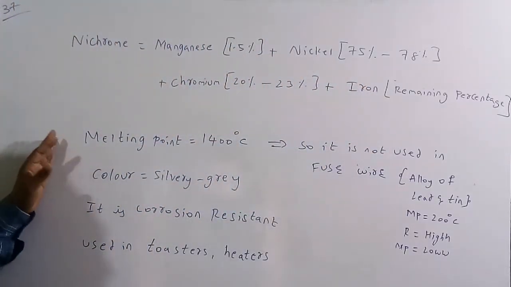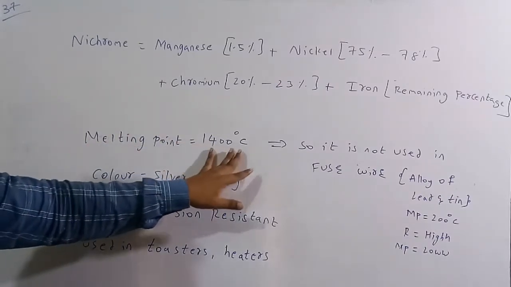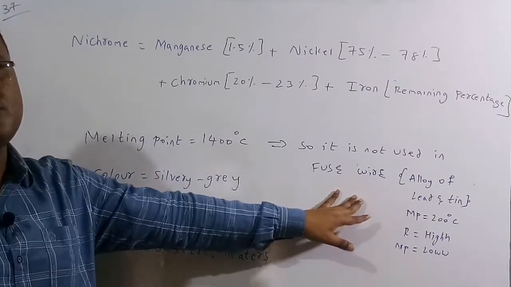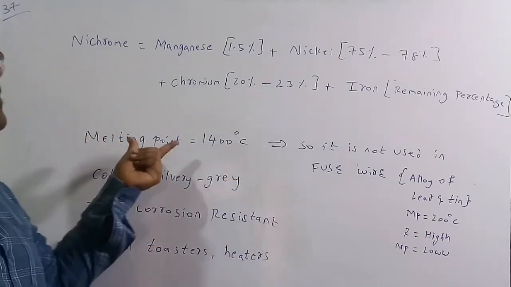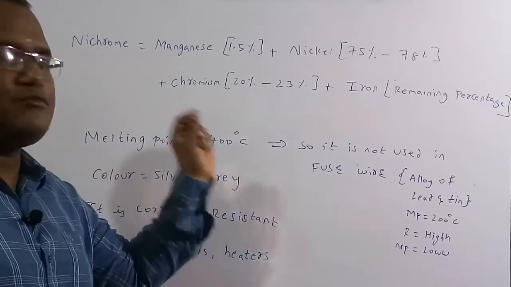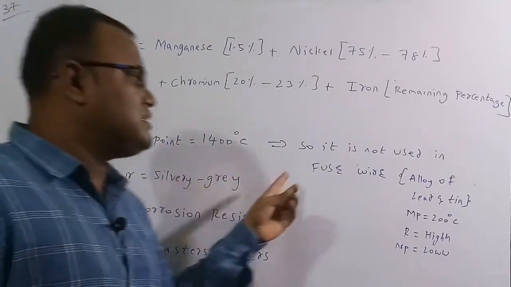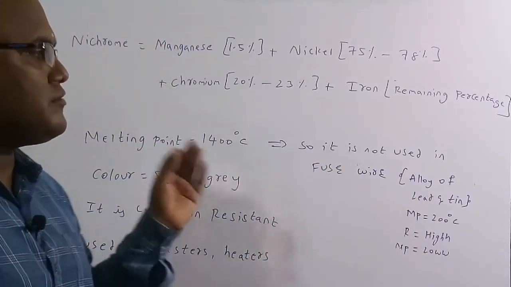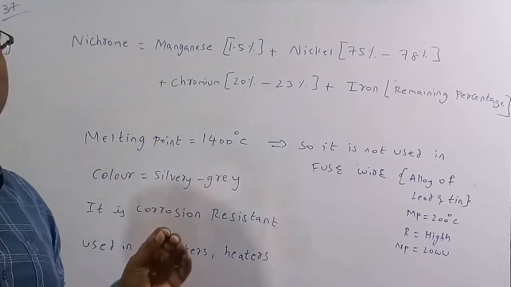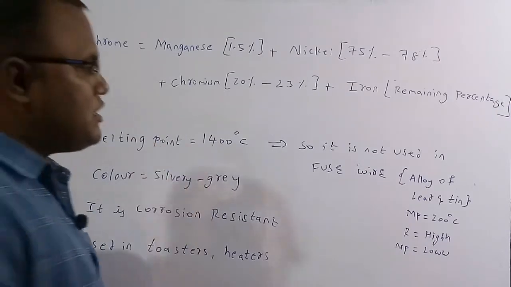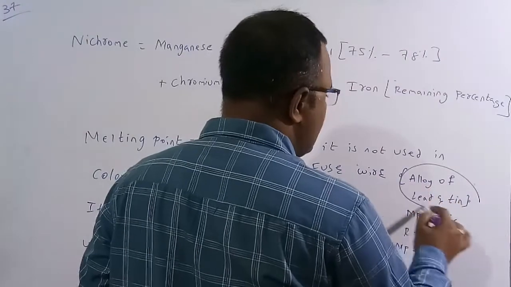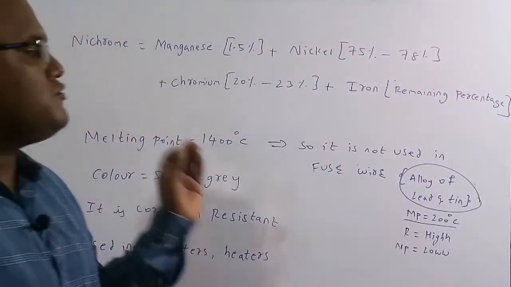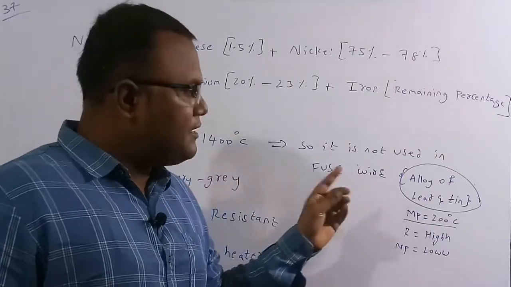Basically Nichrome has a very high melting point, which is 400 degrees centigrade. Because of the high melting point it is not used in a fuse wire. So the fuse wire is not made of Nichrome. The fuse wire is made up of an alloy of lead and tin, because the characteristics of a fuse wire must be high resistance and a very low melting point. The alloy of lead and tin has a very low melting point, around 200 degrees centigrade. Because of this reason the fuse wire is made of an alloy of lead and tin.